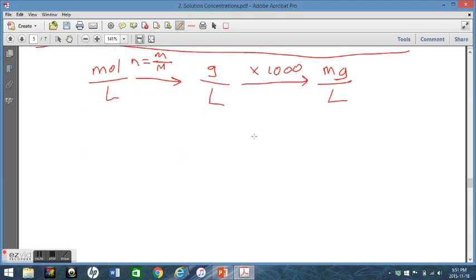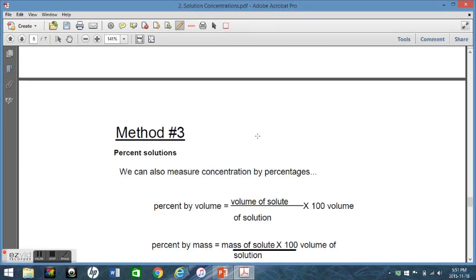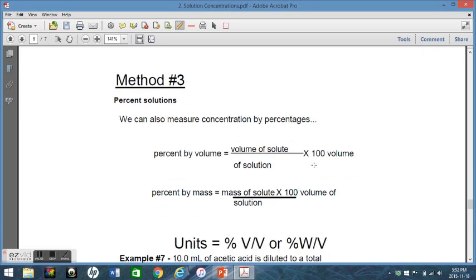Okay. This takes us to the third method of dealing with solutions. Now, apparently this didn't quite work out the way it was supposed to. This should not say volume up here, it should say volume on the bottom of the fraction. So you'll have to change that in your notes booklet. Same thing on the bottom here.